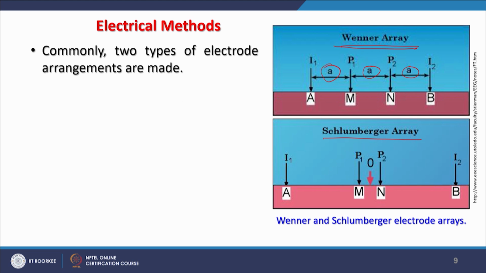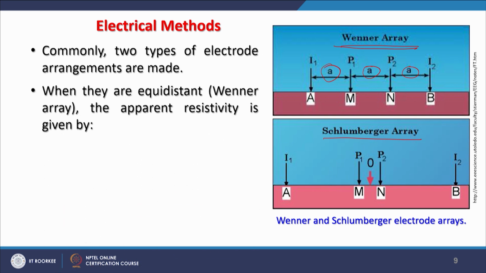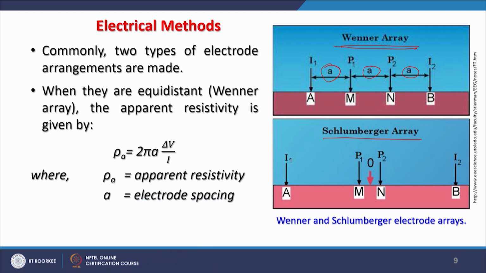There are advantages with one kind of array and disadvantages. So, that part we will not be going into in depth, that is a typical geophysical prospecting or geophysical resistivity subject in more detail. So, commonly two types of electrode arrangements are made. One, as I have said, is the equidistant, that is the Wenner. In the case of Wenner, apparent resistivity is given as rho A equal to 2 pi A delta V upon I. And here rho A is the apparent resistivity which we are trying to derive or going to collect through M and N.